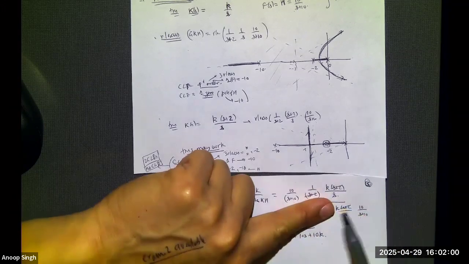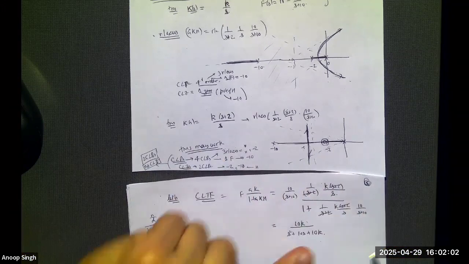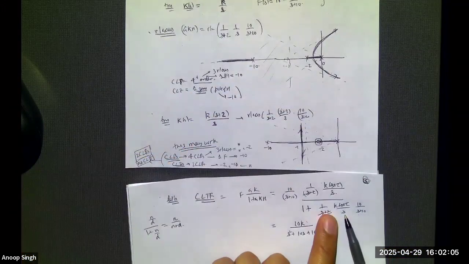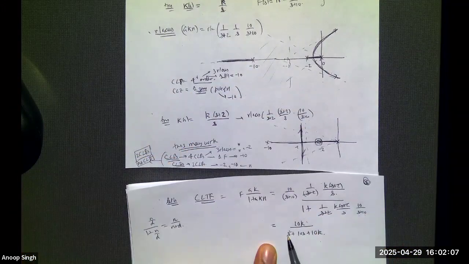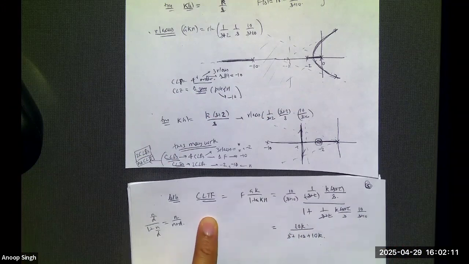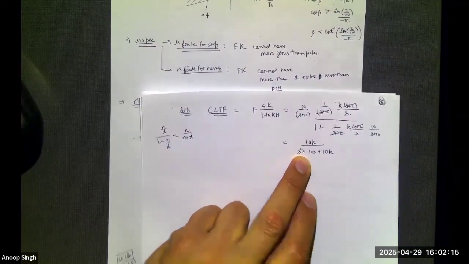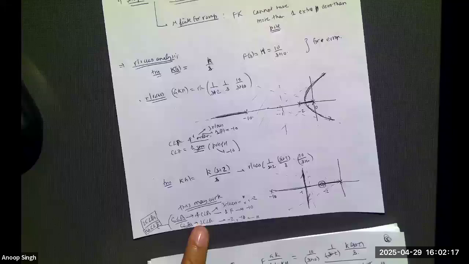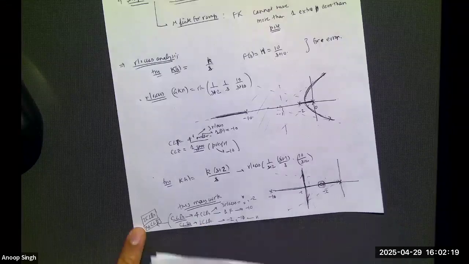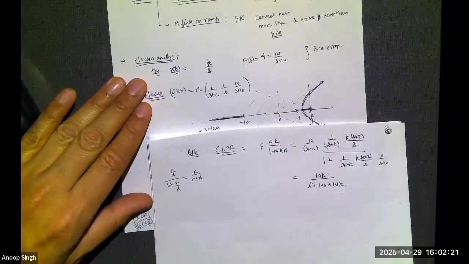Just the combined numerator, 10 times K. Combined denominator, there is s times s plus 10, this is s times s plus 10 plus the numerator. That's what it is. Okay, so there you go. That's kind of like what I was talking about. My closed loop system has no zeros, only two poles. So this is my perfect closed loop system.